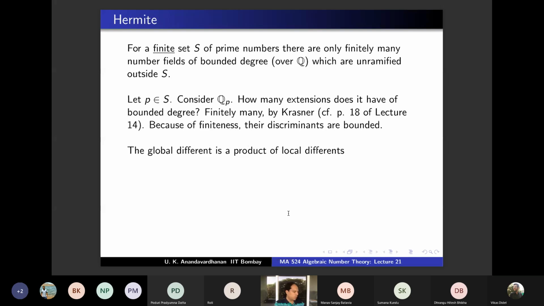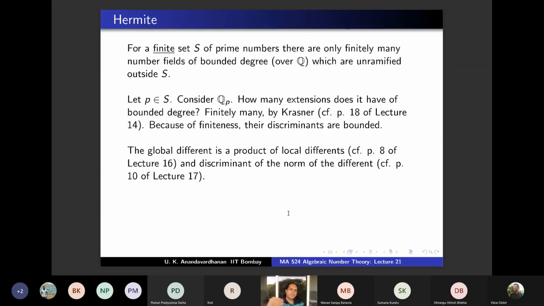And we also know, we have seen it, that the global different is a product of local differents. This is a result for which I skipped the proof, but I had stated it and used it. And we also know that the norm of the different is the discriminant. So in other words, the global discriminant is a product of local discriminants. Okay, you can have the local notion of discriminant and the global as a product of local. So if all the local discriminants are bounded, then the global discriminant is bounded.